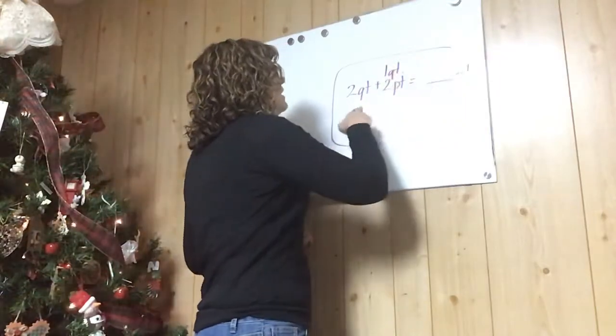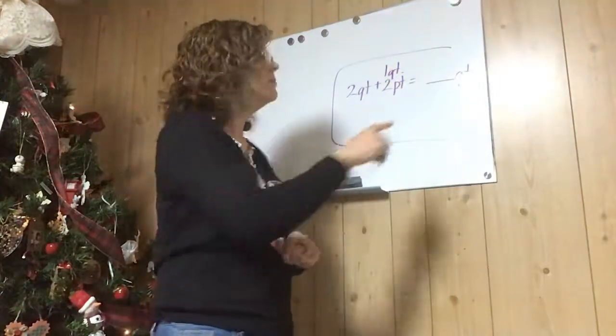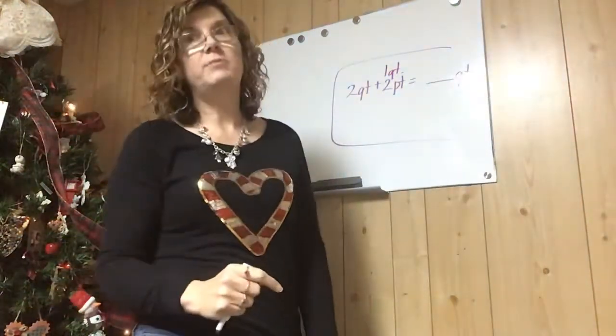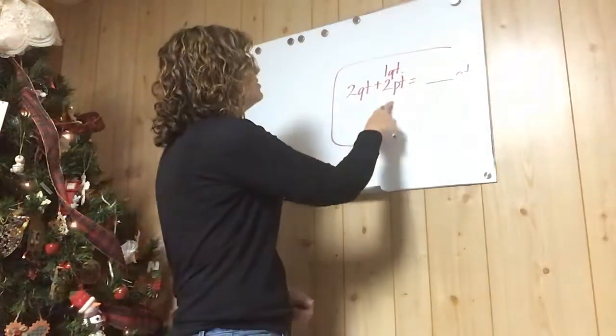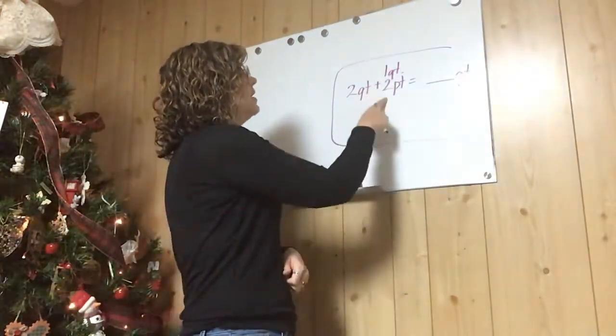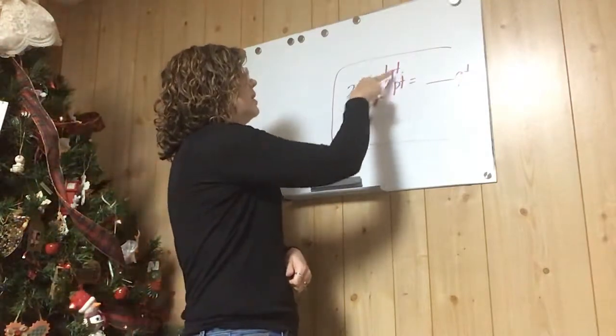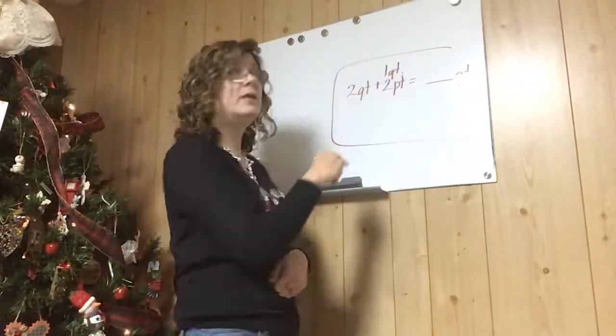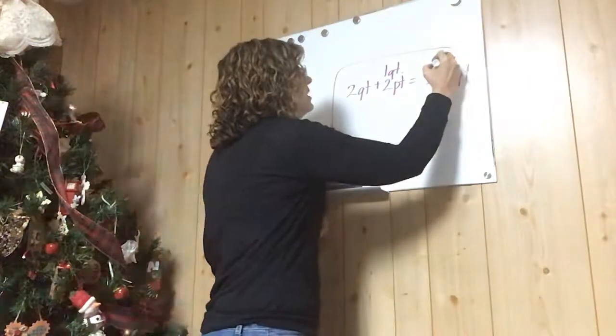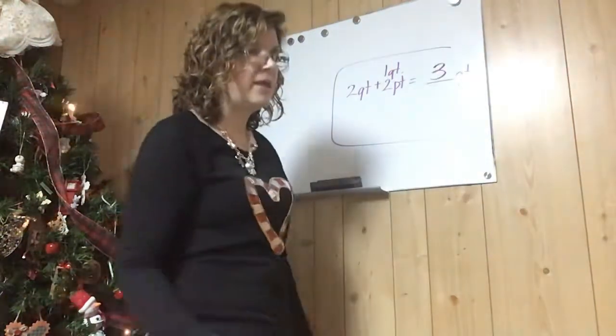Why can't we do it the other way? Why can't we change this side to pints? Because they're asking us how many quarts it would be. So we have to change the 2 pints to 1 quart. So now that we've changed the 2 pints to 1 quart, we're going to say 2 quarts plus 1 quart is 3 quarts. So put a 3 on the line.